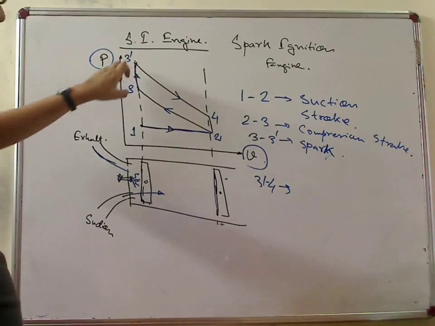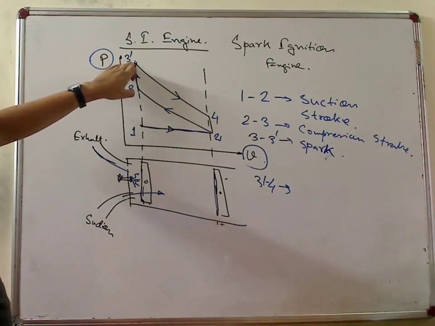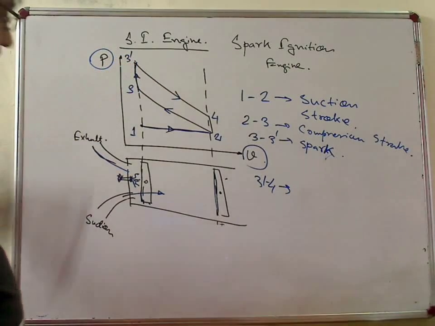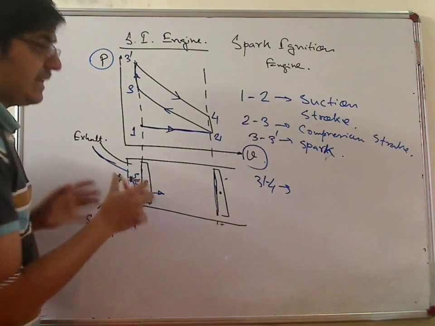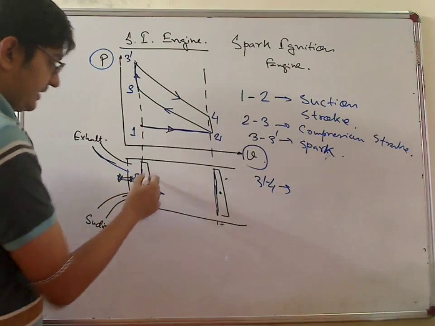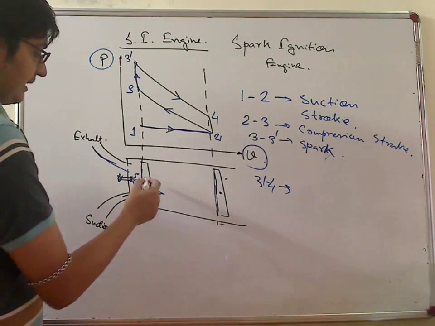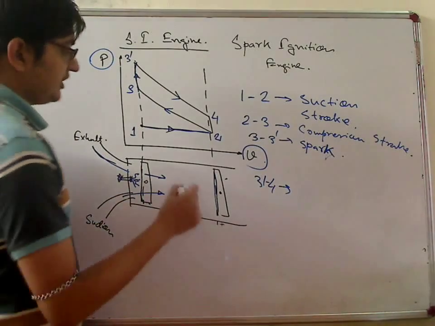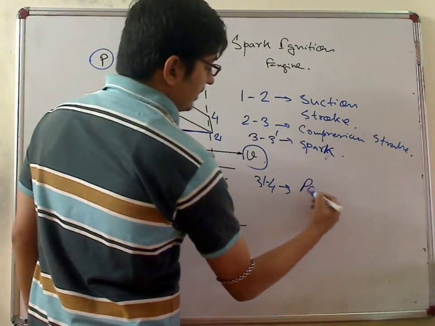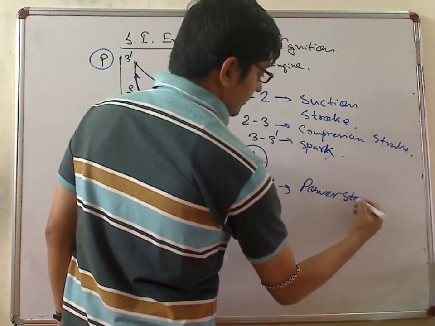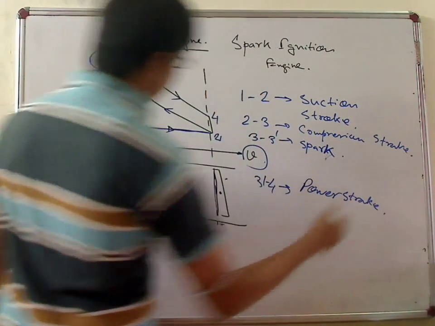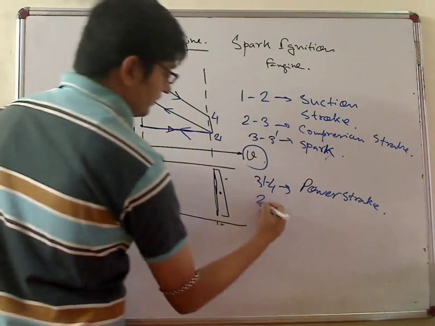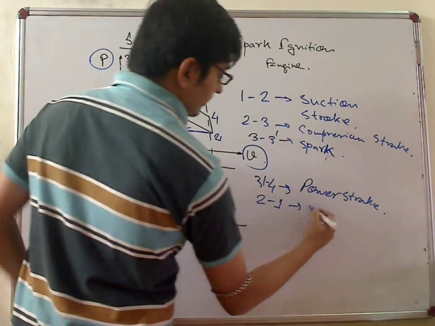From 3 to 3 dash and 3 dash, due to the combustion, it creates huge energy in the piston. Due to this energy in the piston, it tries to move in this direction. So 3 to 4 is the power stroke, and from 2 to 1 it is the exhaust.